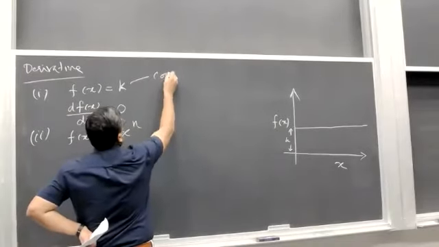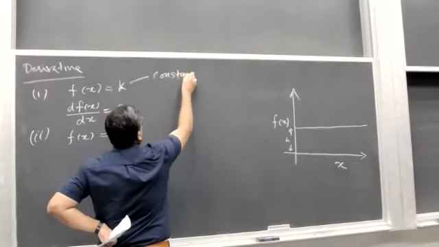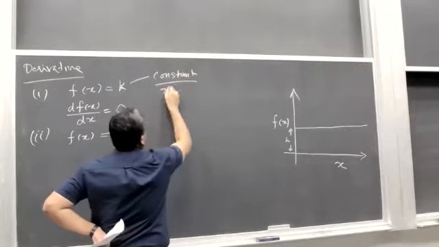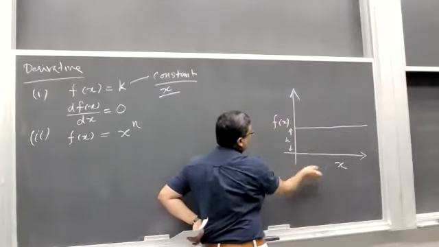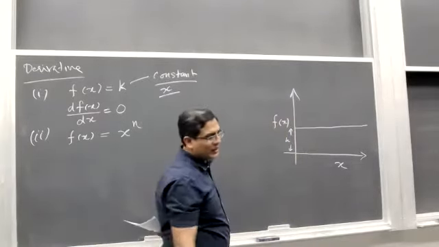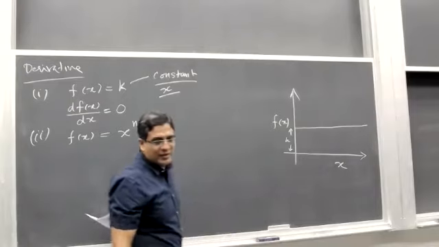K is not a variable. K is a constant. The variable is x. Look at the x-axis. The variable is x. F is defined as a function of x. K is just a general constant. I haven't specified its value, but it's a constant.